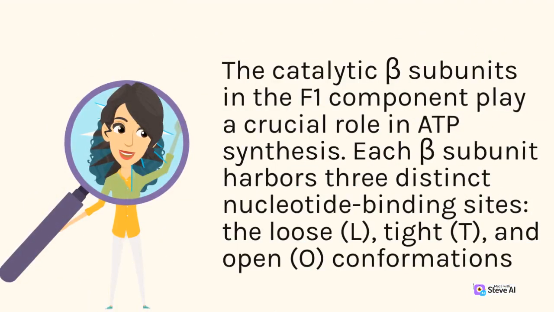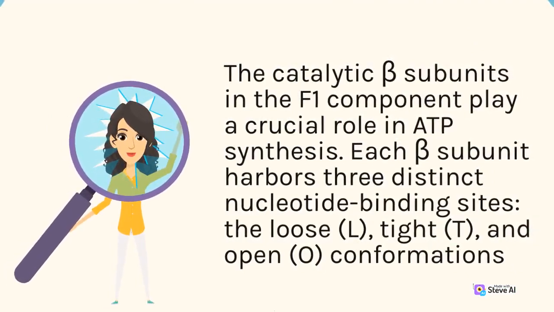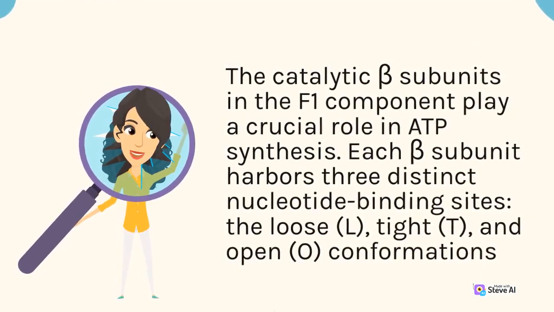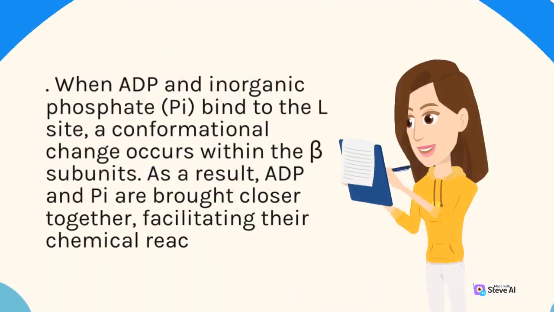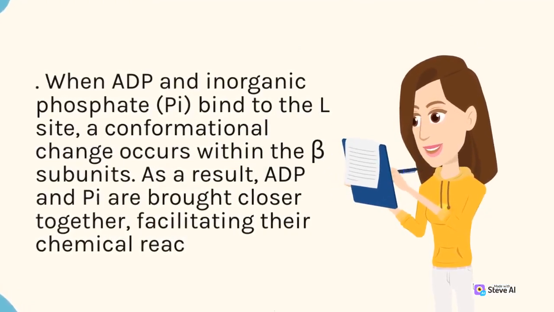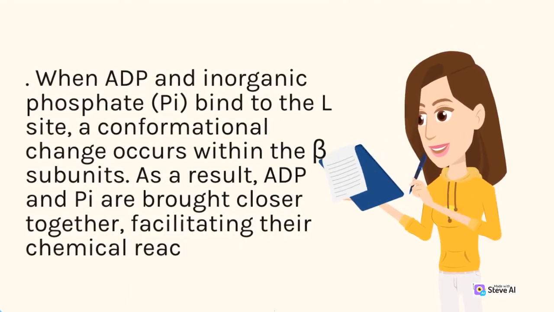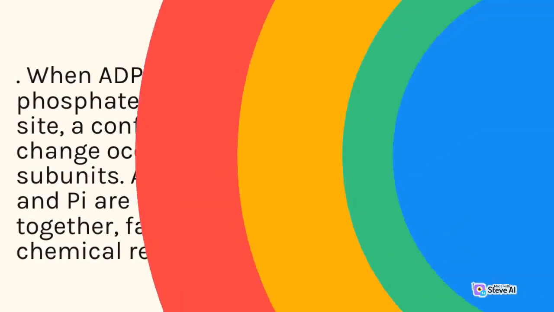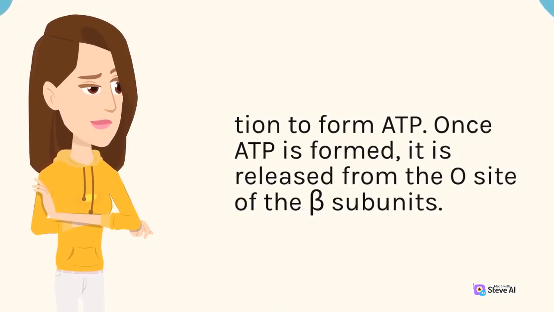The catalytic beta subunits in the F1 component play a crucial role in ATP synthesis. Each beta subunit harbors three distinct nucleotide binding sites: the loose (L), tight (T), and open (O) conformations. When ADP and an inorganic phosphate, Pi, bind to the L site, a conformational change occurs within the beta subunits. As a result, ADP and Pi are brought closer together, facilitating their chemical reaction to form ATP. Once ATP is formed, it is released from the O site of the beta subunits.